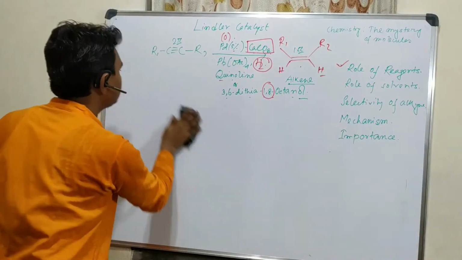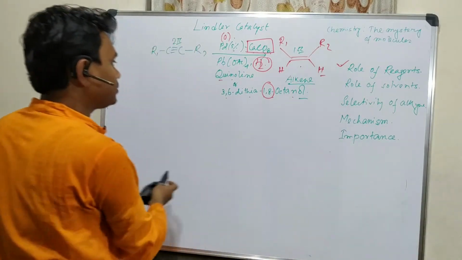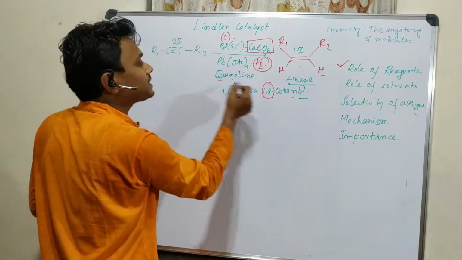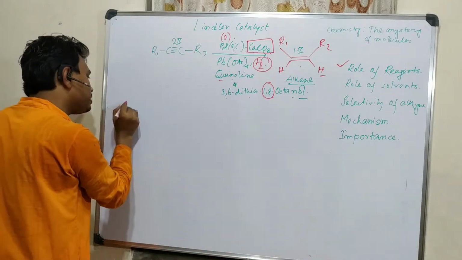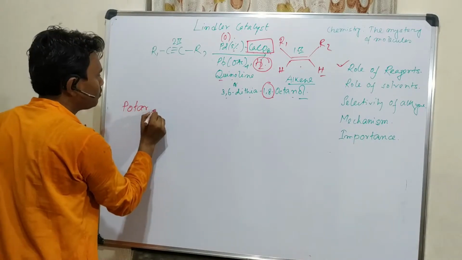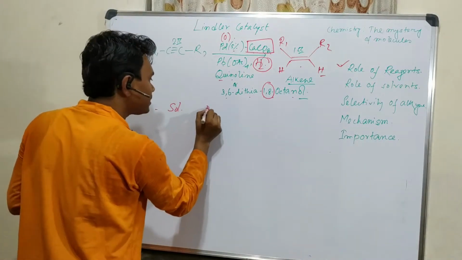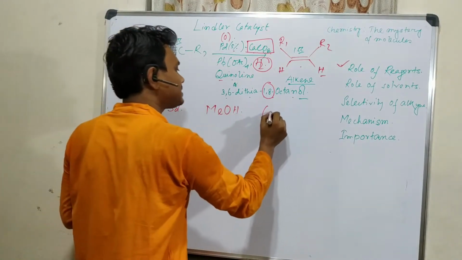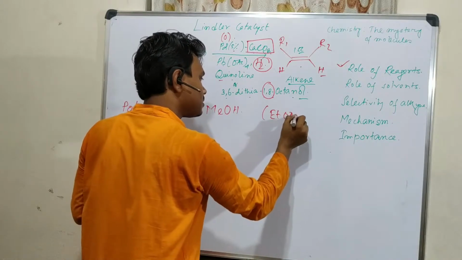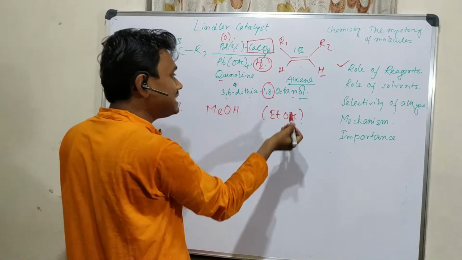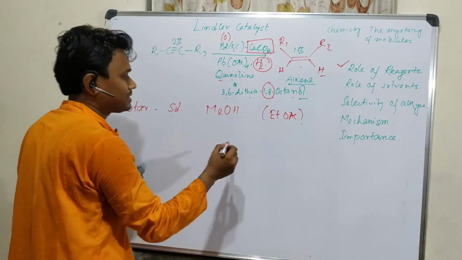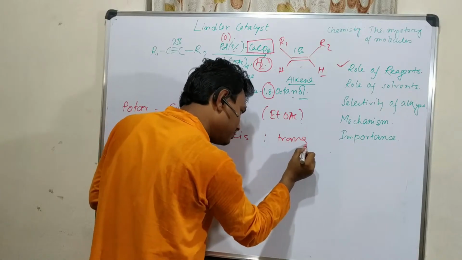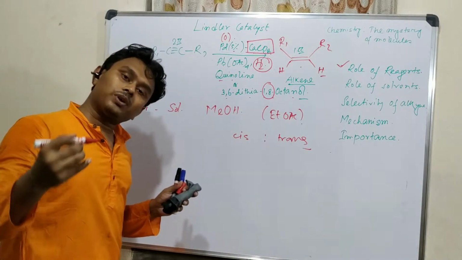Now the question is about the solvent. Like in other reactions, here the solvent also plays an important role in this selectivity. If we take a very polar solvent like methanol, actually a methanol and ethyl acetate mixture, then the selectivity of cis versus trans reduces. What I mean is, the percentage of trans product increases.